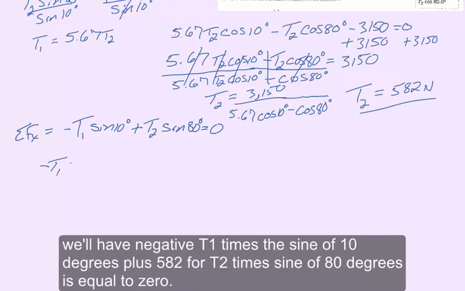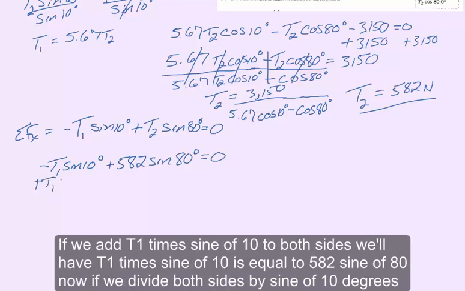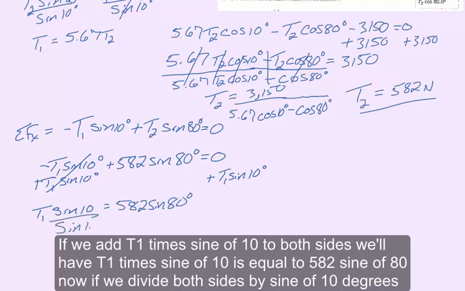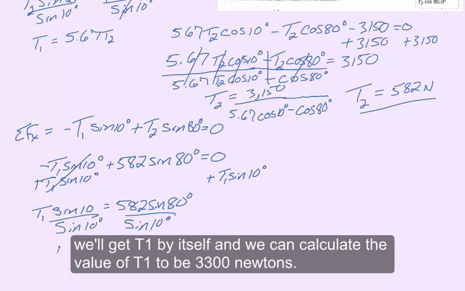We have negative T1 times the sine of 10 degrees plus 582 for T2 times sine of 80 degrees is equal to 0. If we add T1 times sine of 10 to both sides, we'll have T1 times sine of 10 is equal to 582 sine of 80. Now if we divide both sides by sine of 10 degrees, we'll get T1 by itself, and we can calculate the value of T1 to be 3,300 newtons.